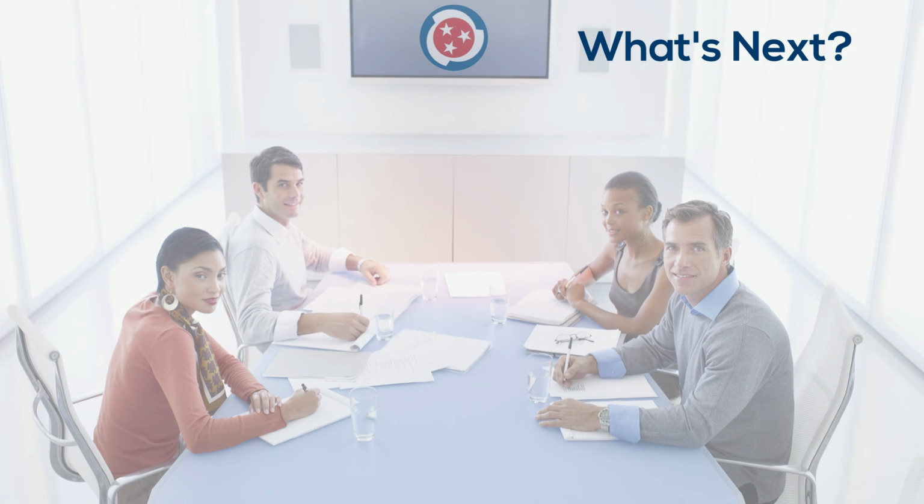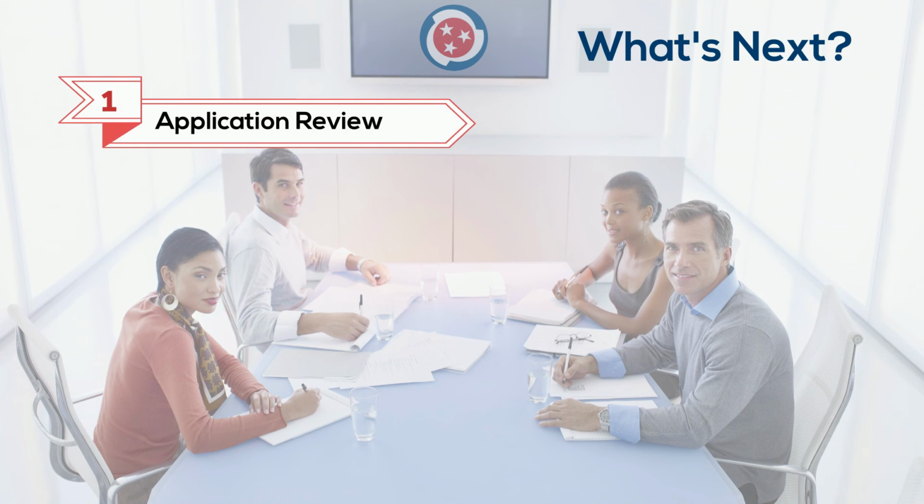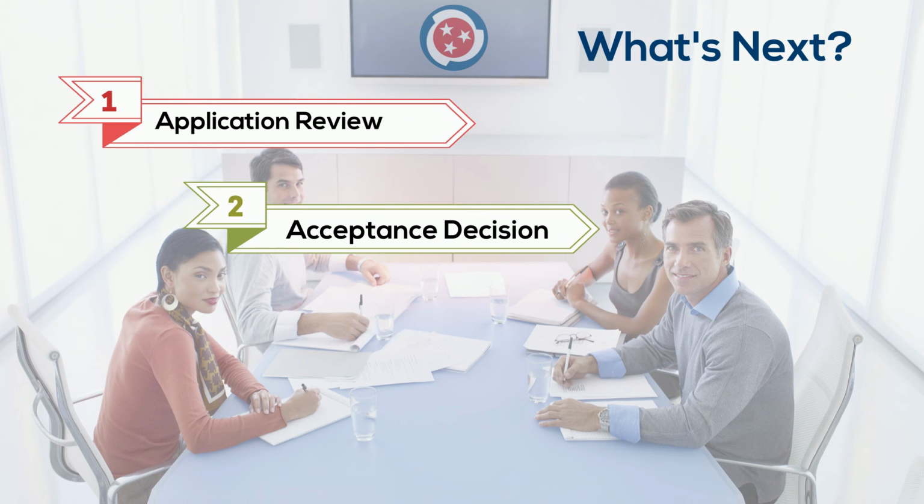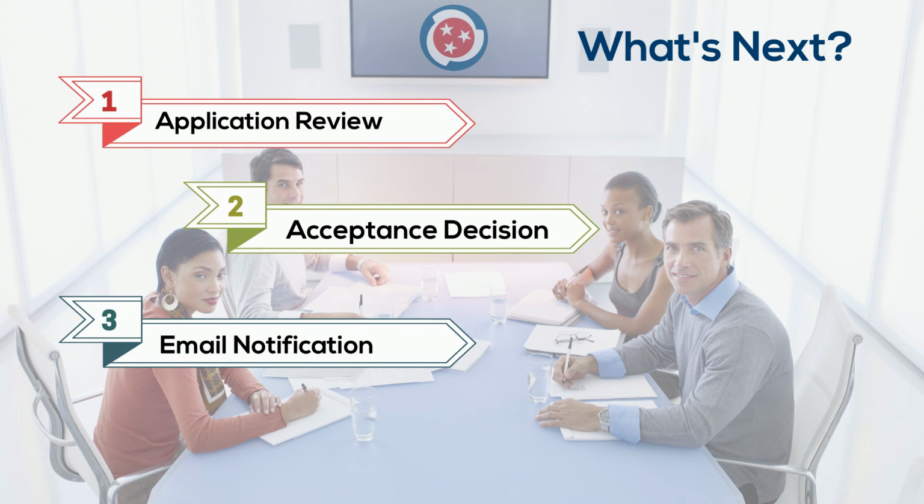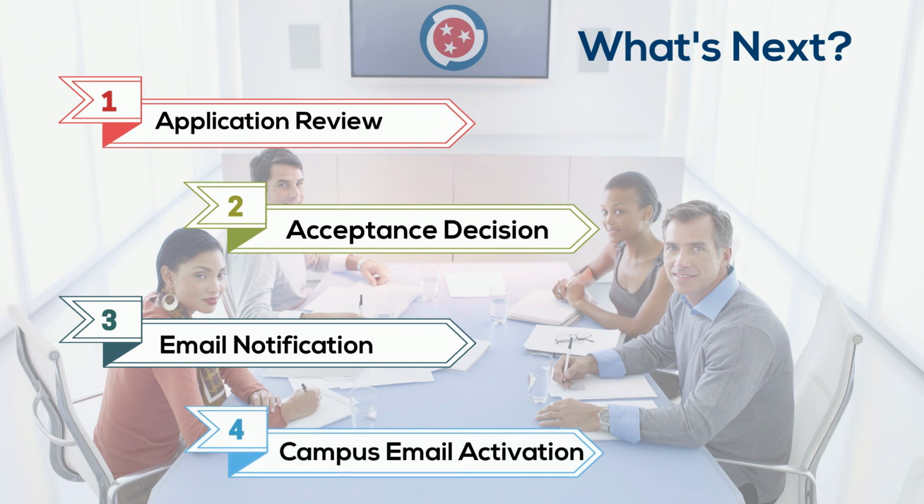So, what's next? TCAT staff will review your application. If all admissions requirements are met, a decision code will be added to your application. Next, you'll receive an email about your acceptance, and a second email will be sent with instructions on activating a campus email address for future communications.